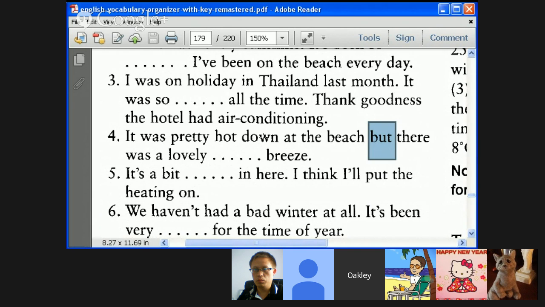Chilly is used to describe when it's a little bit uncomfortably cold. It's a little bit too cold. Not cold, not freezing, but chilly. It's just starting to get a little uncomfortable. Cool is actually okay. A cool breeze is nice, especially on a hot day. A nice cool drink. Cool is pleasant, whereas chilly is unpleasant.